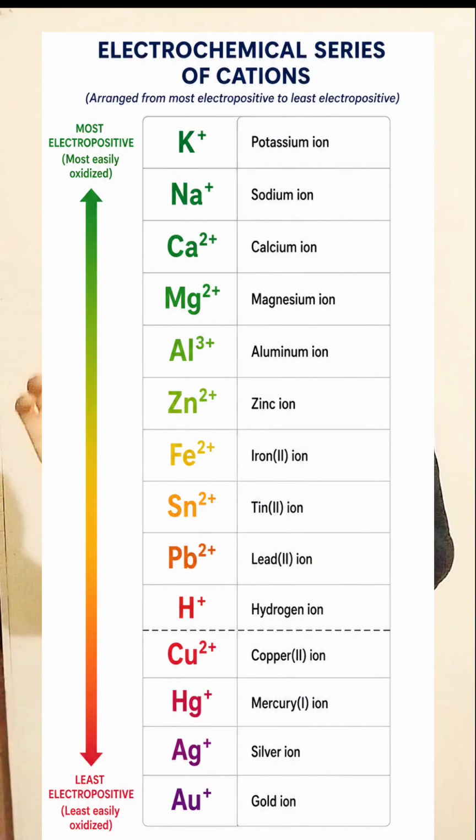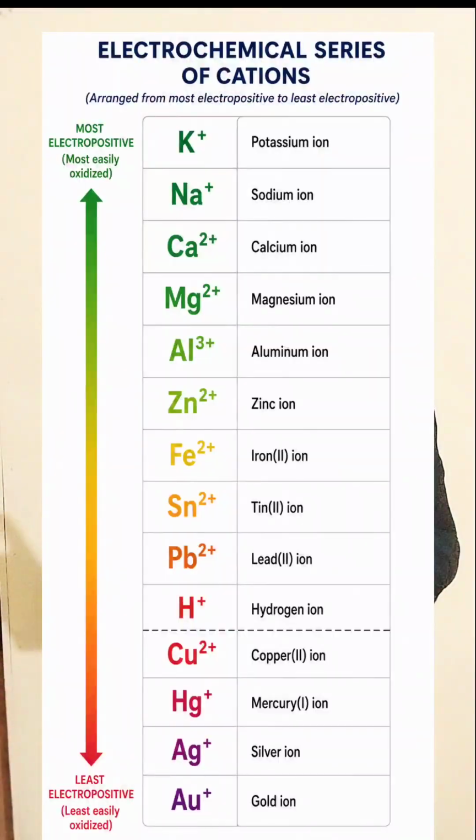For the cations, we have the song: potassium, sodium, calcium, magnesium, aluminium, zinc, iron, tin, lead, hydrogen, copper, mercury, silver, and gold. Let me take it again. Potassium, sodium, calcium, magnesium, aluminium, zinc, iron, tin, lead, hydrogen, copper, mercury, silver, and gold. That's the song I taught my students that they easily use to remember the cations in the electrochemical series.